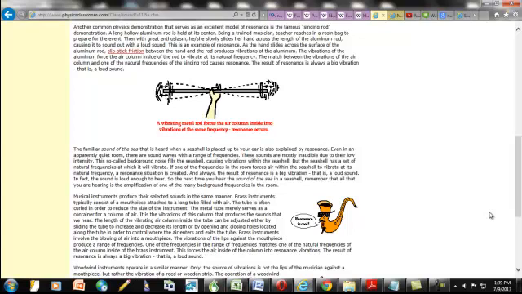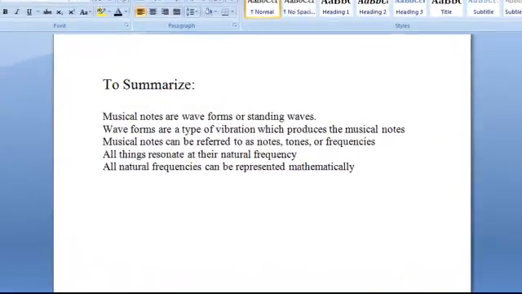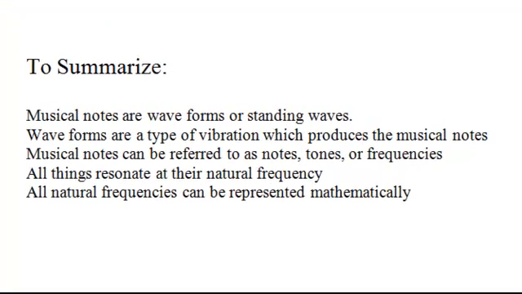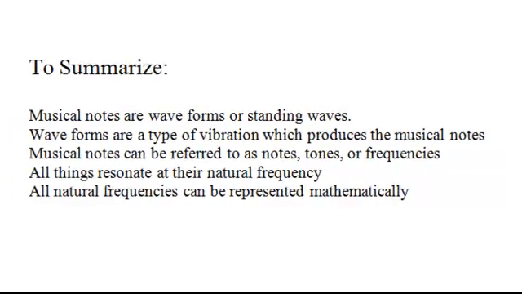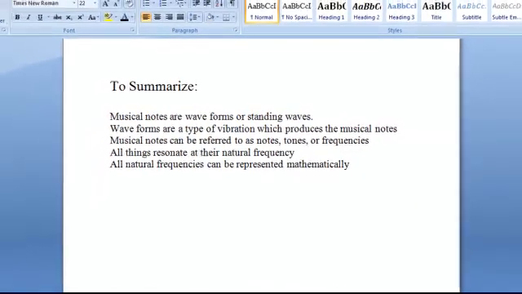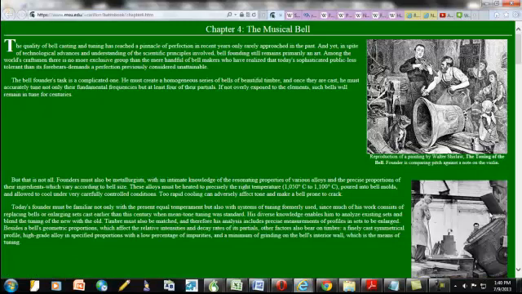Okay, let me do a little summary. To summarize, musical notes are waveforms or standing waves. Waveforms have a type of vibration which produces the musical notes. Musical notes can be referred to as notes, tones, or frequencies. All things resonate at their natural frequency, and all natural frequencies can be mathematically represented. So what in the world does all of that have to do with the bell?